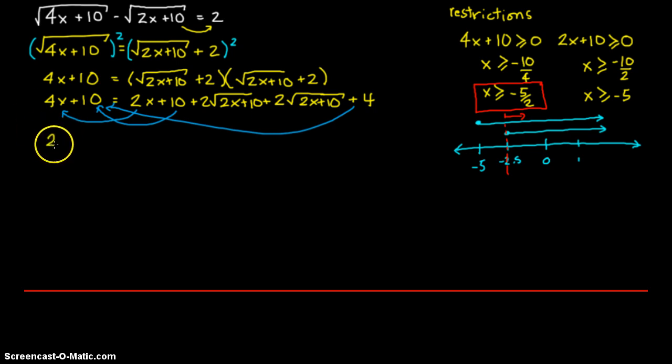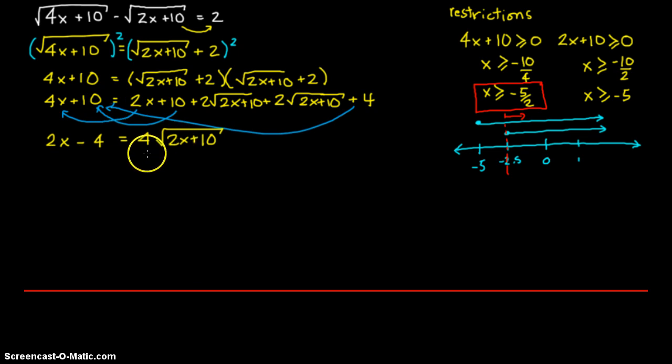So I'm going to be left with a 2x, and this is a 10 minus a 10 minus a 4. So what's that going to give me? A 10 minus 10 minus a 4, that'll give me a minus 2x minus 4. And then that will be equal to 4 root 2x plus 10.